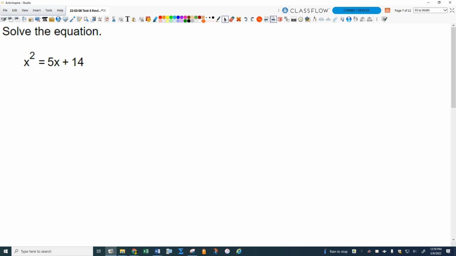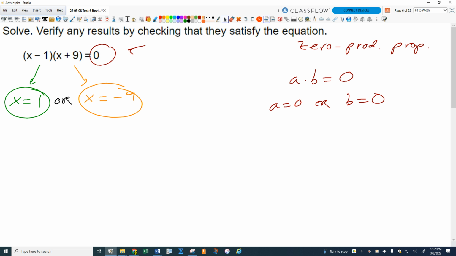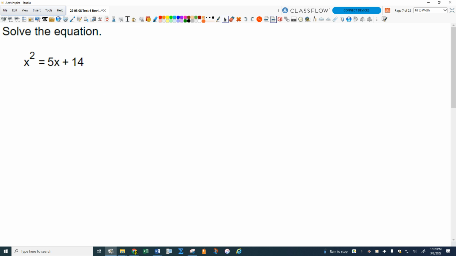Okay, how about this one? What do I have to do here? Yeah, good. I've got to get it equal to 0, right? Right now it's not equal to 0. My goal is if I can get it all equal to 0, then I can do that trick I just did, right? The zero product property, if I can factor it. Okay, so step 1, we're going to push those terms over to the other side so we get this whole thing equal to 0.